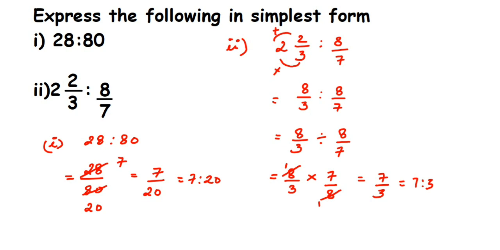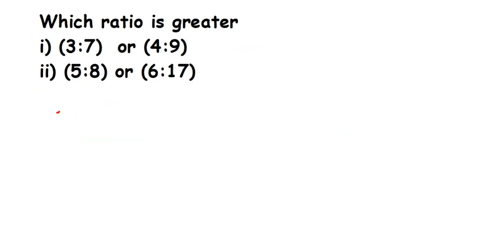Which ratio is greater? Now again you can expect this for 1 or 2 marks. Now this type of question, there are many ways of solving it. I'm going to explain the easiest way for both the questions. Okay, for the first one we have here 3 is to 7, and the next ratio here is 4 is to 9. I'm going to just write it down in fraction form. So this will be 3 by 7, and this will be 4 by 9.